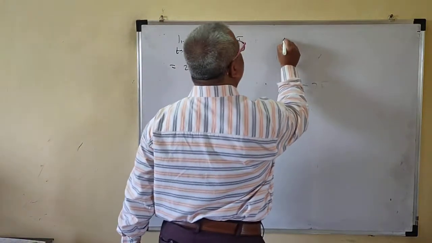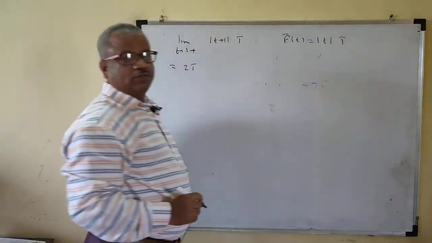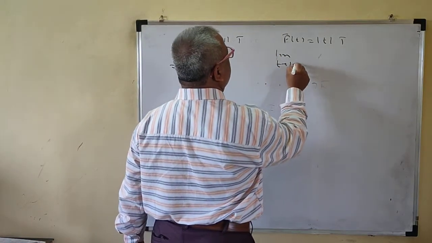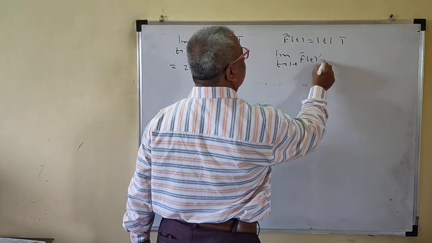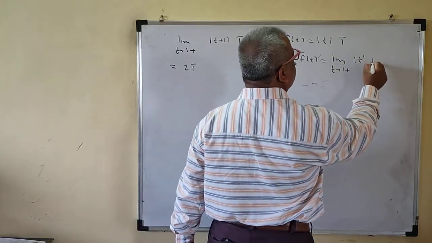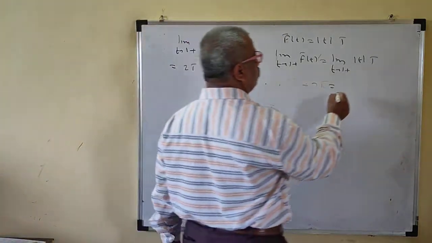Okay, suppose you have the function f bar of t is equal to mod of t I bar. If you want to find the limit as t tends to 1 plus of f bar of t, this is mod of t I bar, so this is 1 times I bar.